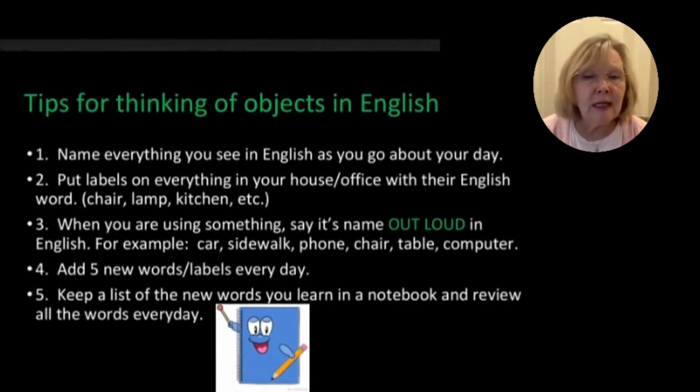So, tips for thinking of objects in English. Name everything you see in English as you go about your day. For example, you can also put labels on everything in your house with the English word: chair, lamp, kitchen, etc. When you're using something, say its name out loud, voz alto, in English. For example, car, sidewalk, phone, chair, table, computer. You can try adding 5 new words or labels every day and keep a list of the words you learn in a notebook and then review all the words every day.